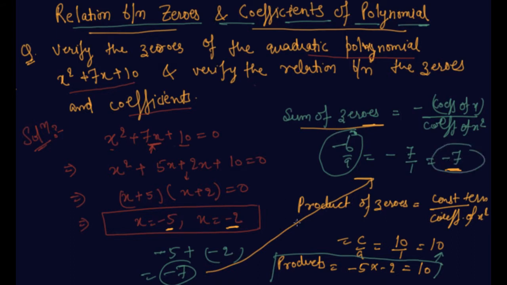Similarly, for the product of zeros, the formula is c by a, and you get c and a after comparing this quadratic equation with the standard quadratic equation. Guys, let me give you one more example on a cubic polynomial and how to find the relation between the zeros and coefficients of a cubic polynomial.